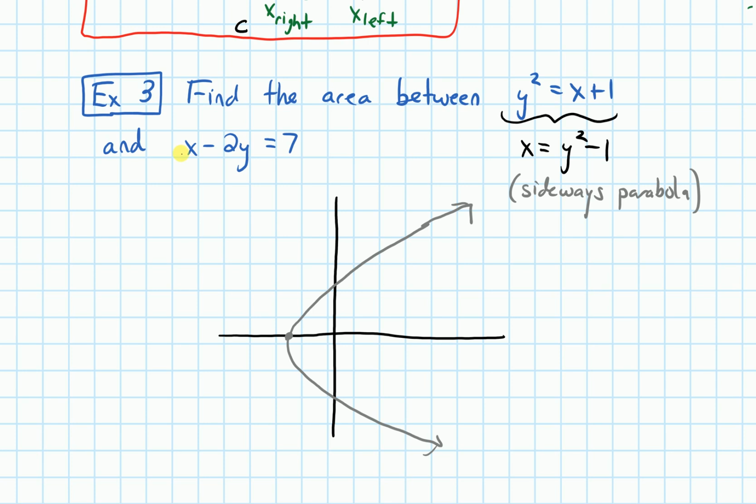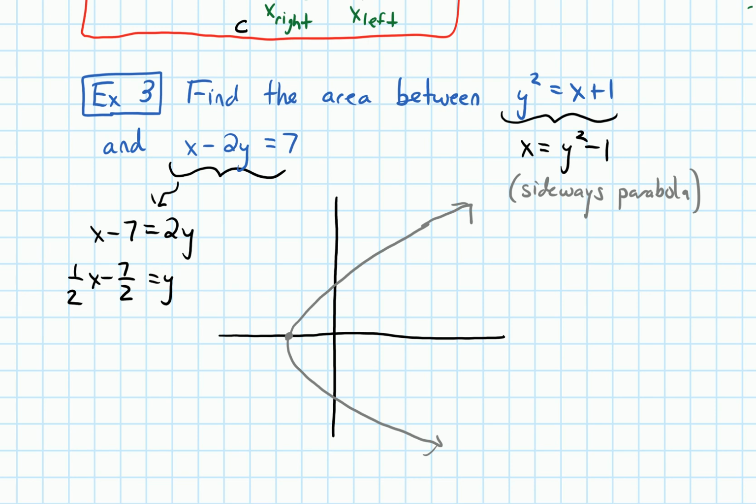And then x minus 2y equals 7. Hopefully we can recognize that this is a line. It might be helpful to isolate the y first to get the y-intercept and the slope of this line. So rearranging the terms, we'll get x minus 7 equals 2y. And if I divide by 2, we'll get 1/2 x minus 7 halves equals y. And from that, I can tell what the slope and the y-intercept of this line are.